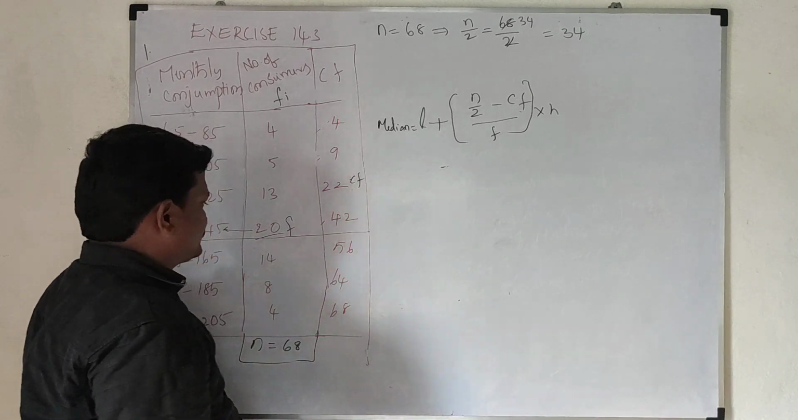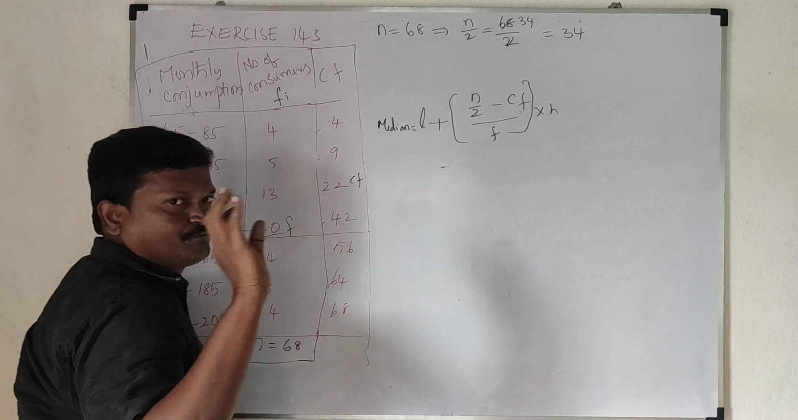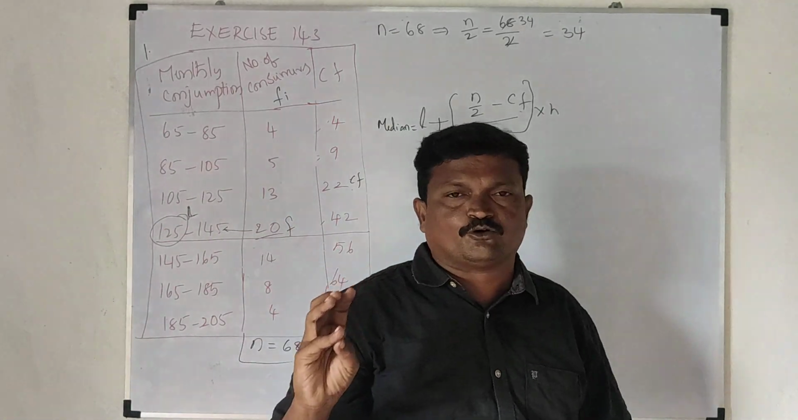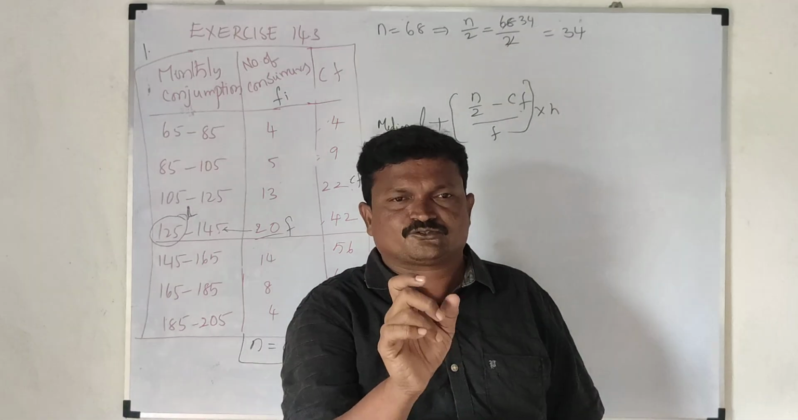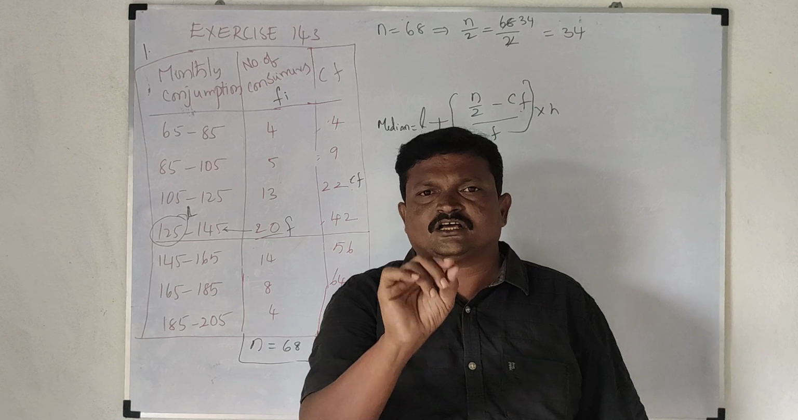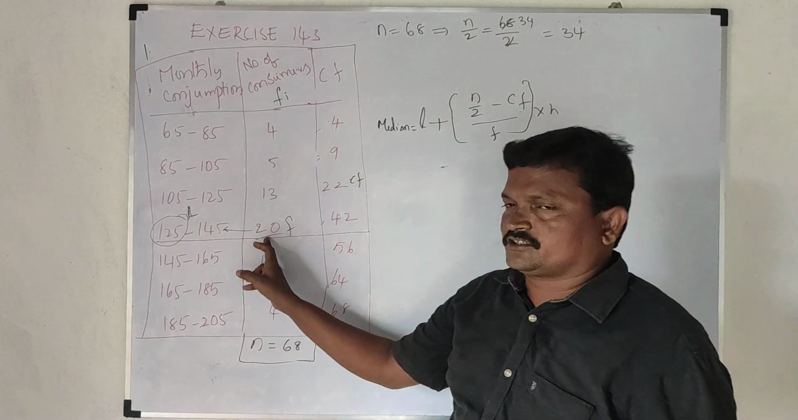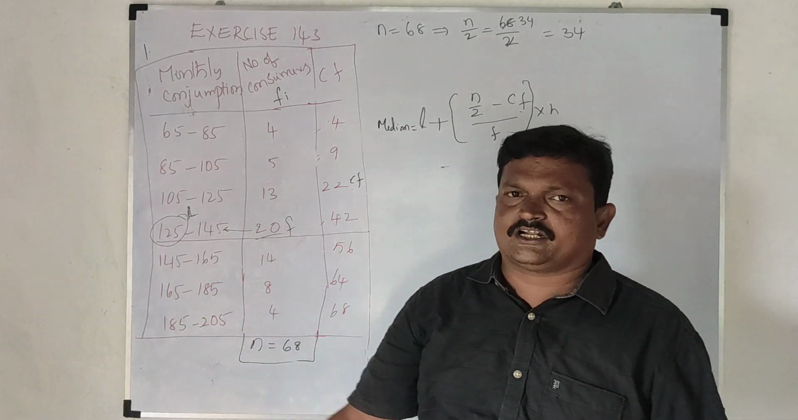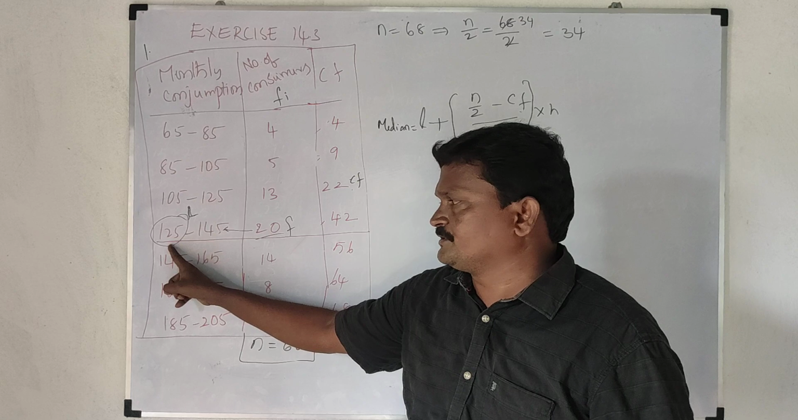Okay. Once again I am telling, see how we will take the lower boundary. First, whatever it may be, for median and mode: if it is mode, you will take the modal class; for median you have to choose the median class. How? First you have to choose the highest frequency from the frequencies. That class becomes the median class or modal class. Here we are finding the median, so this class becomes the median class.